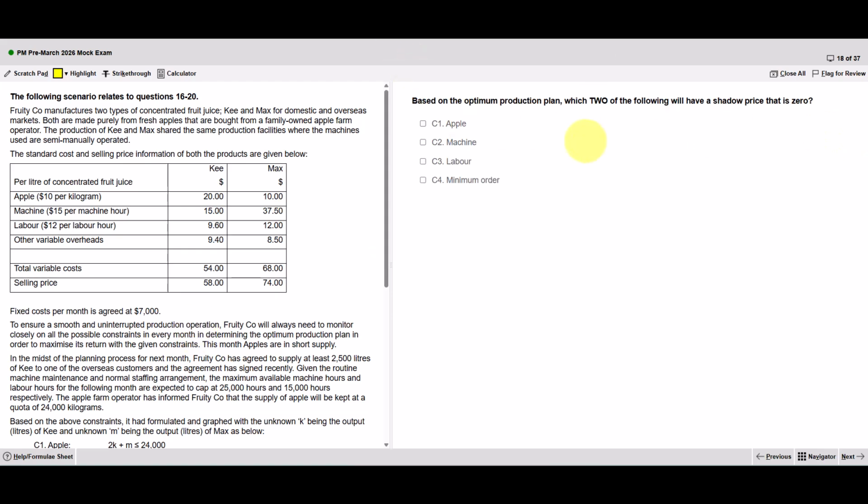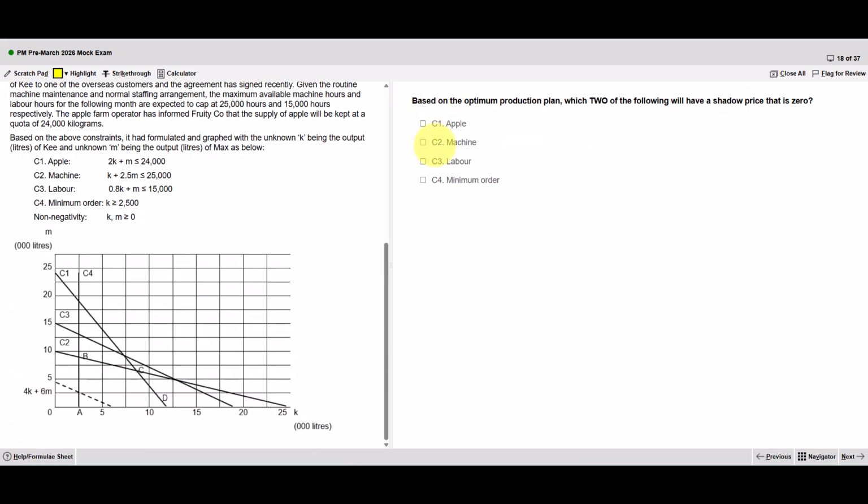Next, based on the optimum production plan, which two of the following will have a shadow price that is 0. So we've got our 4 constraints, C1 to C4. The optimum production plan is where C1 and C2 cross, which means they will have a shadow price, because if we could get more apples or more machine time, then we would improve our contribution. Whereas because labour and minimum order are not at the intersection, if we got more labour or changed the minimum order, that's not going to affect our optimum production. So therefore there's no shadow price for those. So the answer is labour and minimum order.